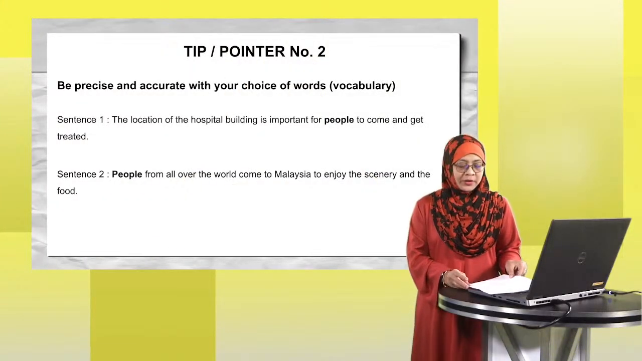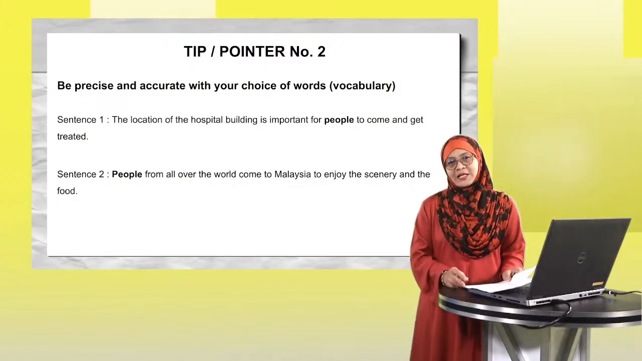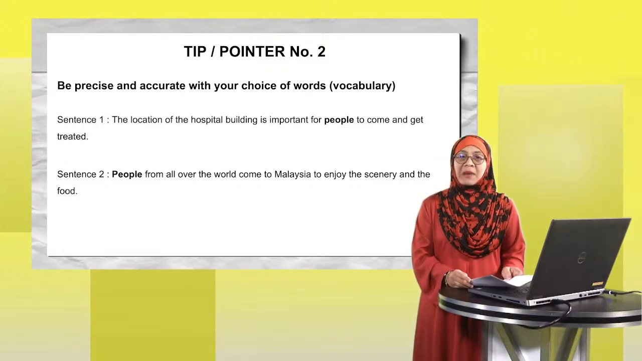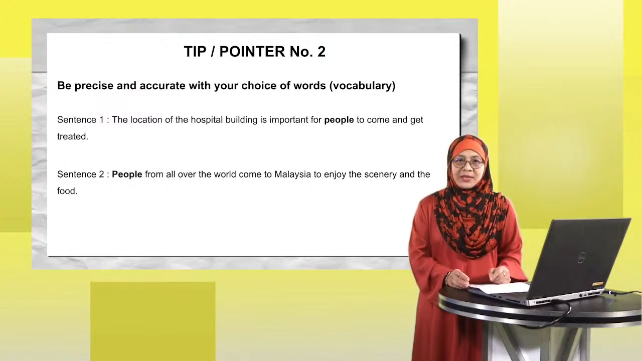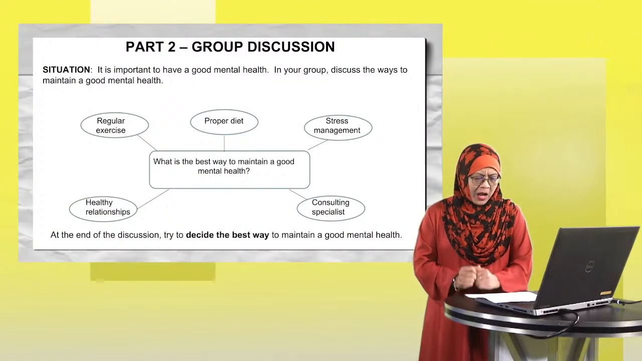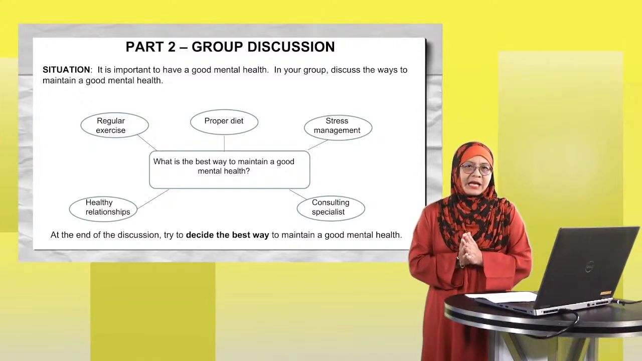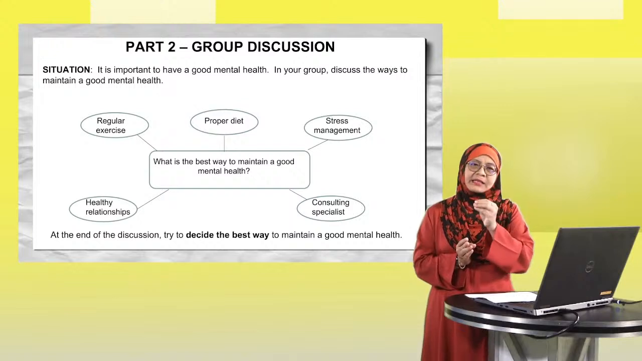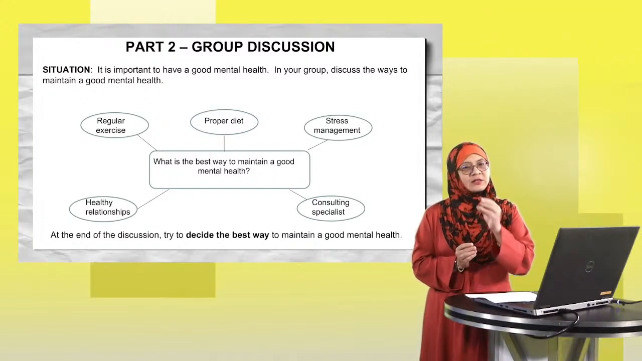Now we move on to part 2, the group discussion. Here you are given a mind map where an issue is given. It is interesting to know that part 2 is actually thematically linked to part 1. What does that mean? Thematically linked. Well, it simply means that the topic from part 1 will have a little bit of connection to part 2.